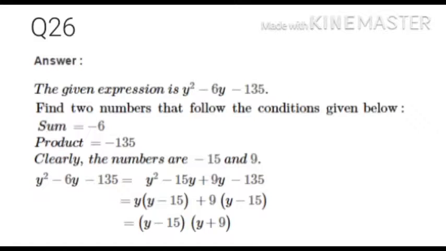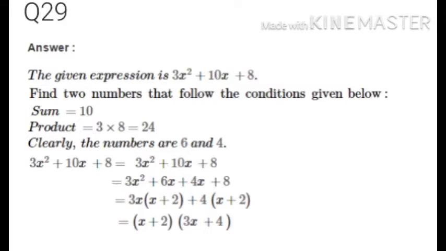By the grouping method, first two and the last two, the common factor of the first two is y and of the last two is 9. So we have to write like this, y bracket y minus 15 plus 9 bracket y minus 15. Then the factors are y minus 15 and y plus 9.